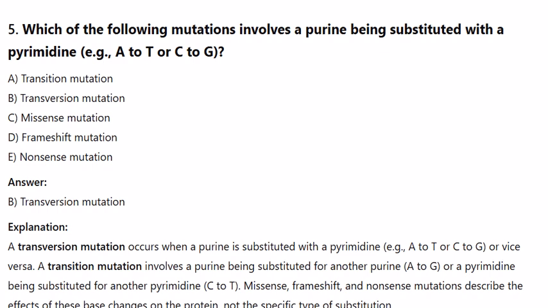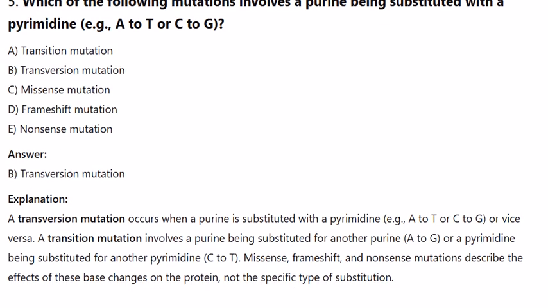Explanation. A transversion mutation occurs when a purine is substituted with a pyrimidine, e.g. A to T or C to G, or vice versa. A transition mutation involves a purine being substituted for another purine, A to G, or a pyrimidine being substituted for another pyrimidine, C to T. Missense, frameshift, and nonsense mutations describe the effects of these base changes on the protein, not the specific type of substitution.